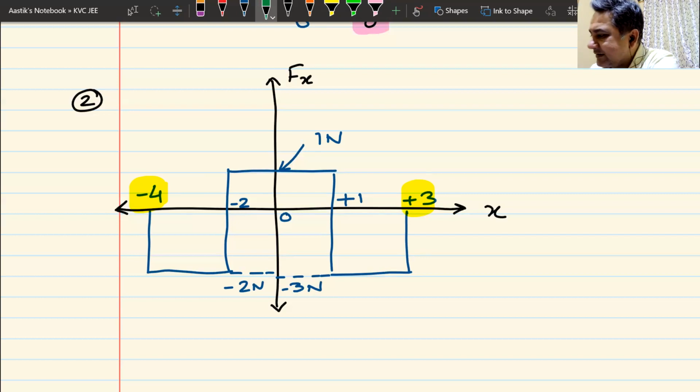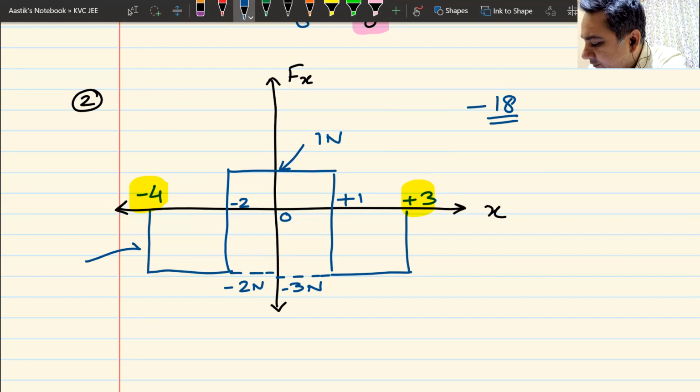Answer is minus 18. Okay, you got the answer as minus 18. Well done. Okay. How did you get minus 18? You first find out this area. How much is this? 4 multiplied by 2. It is 8.